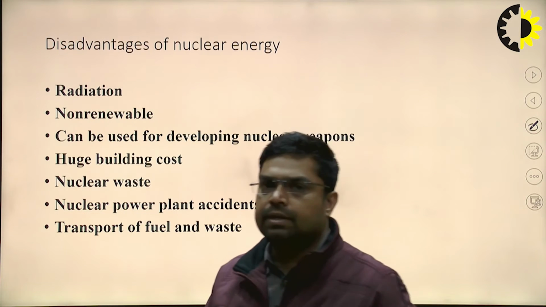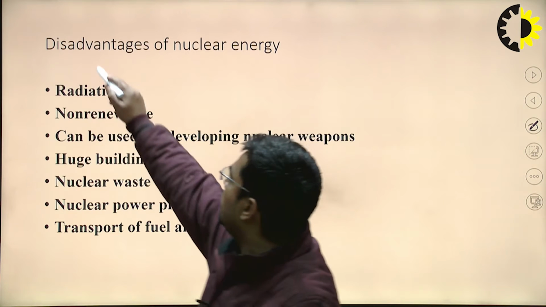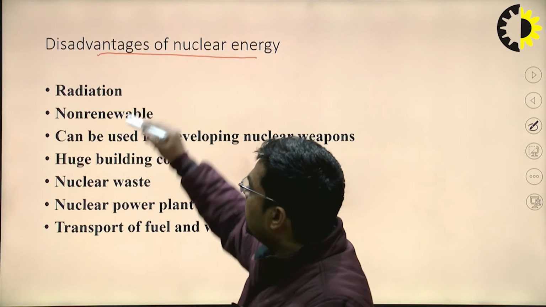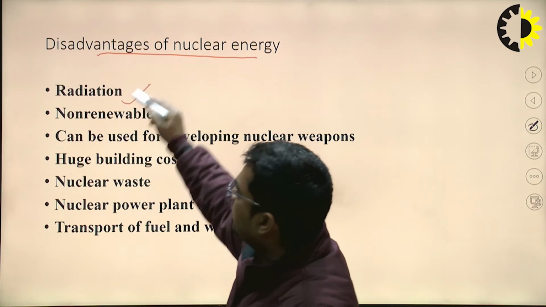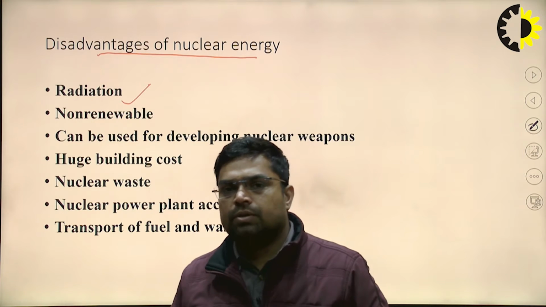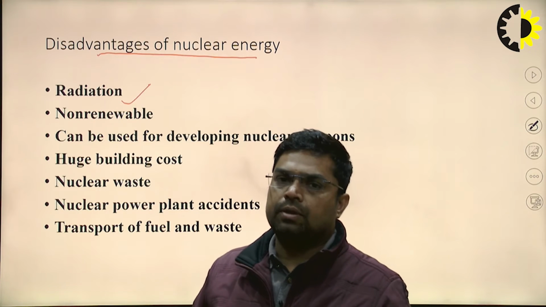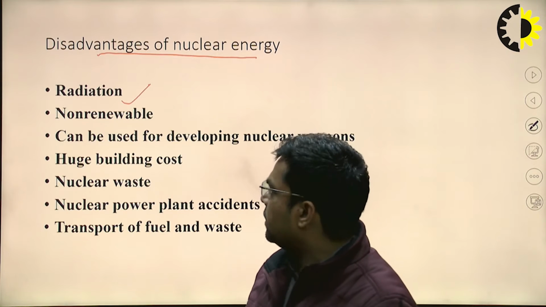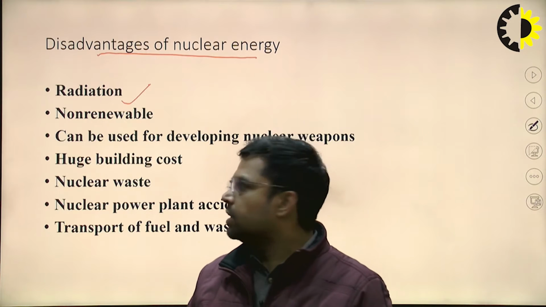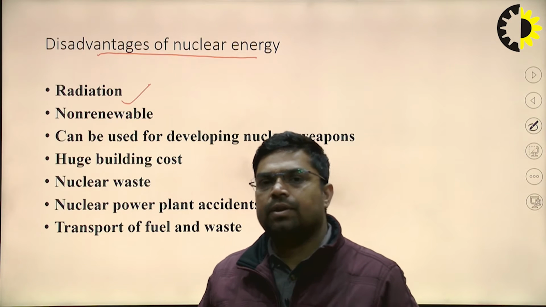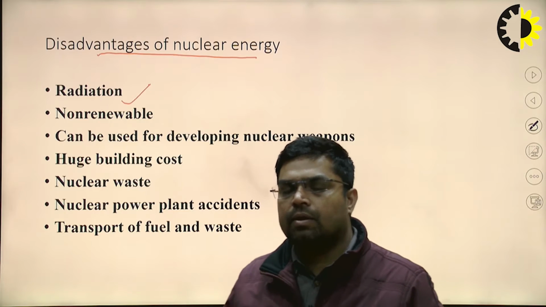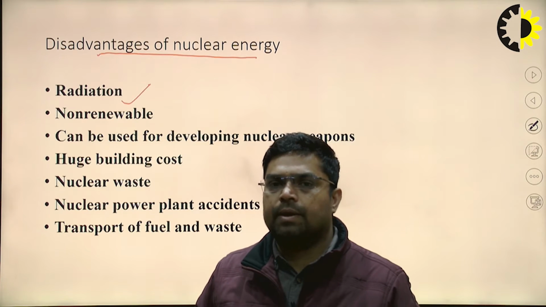Now coming to the disadvantages of nuclear power plants or nuclear energy. The major disadvantage is radiation. They create very harmful radiation to the environment and our ecosystem. The radiation may be alpha, beta or gamma radiation, classified according to the content of alpha, beta and gamma particles.